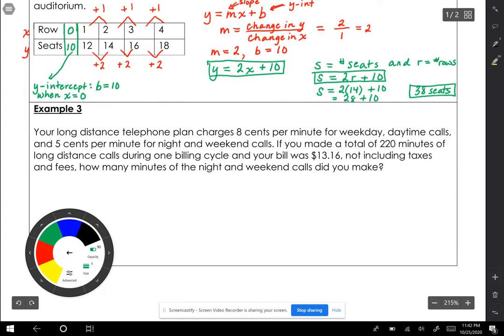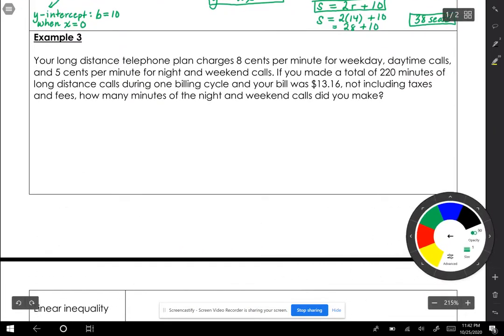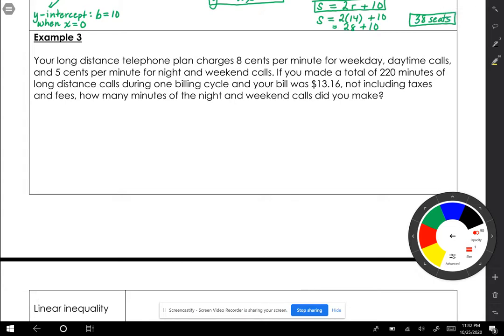There we go. Okay, the last one's a little difficult, but that's okay. You know, we can work our way through it. Your long-distance telephone plan charges 8 cents per minute for weekday daytime calls and 5 cents per minute for night and weekend calls.